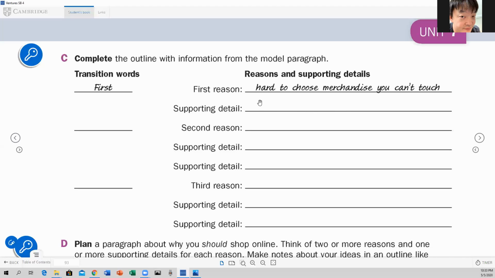And what's the supporting detail? What is the supporting detail? Now you have to write. So, okay, so let me give you this, okay? So hard to choose merchandise you can't touch. So the supporting detail is, look what happens. Might look good on the screen. What? Merchandise.